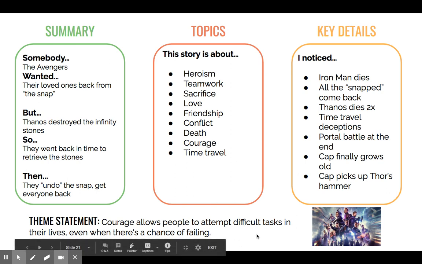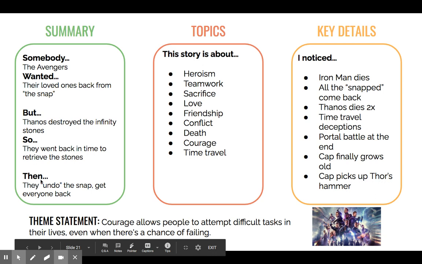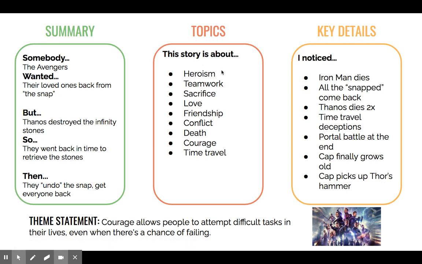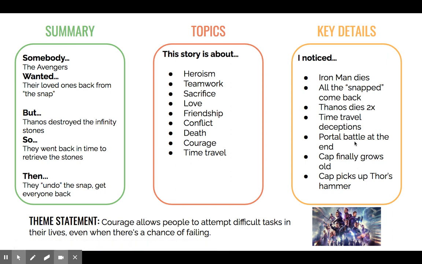So this is an example of one that my class last year came up with for the Avengers. So we came up with a summary, somebody wanted but so then. So you can look through that. Topics, these are, again, one word topics, ideas that you see present in the stories. And then any type of details that you think are important. So I'm not looking for a specific list. I just want you to list anything that you think is very important to the story.